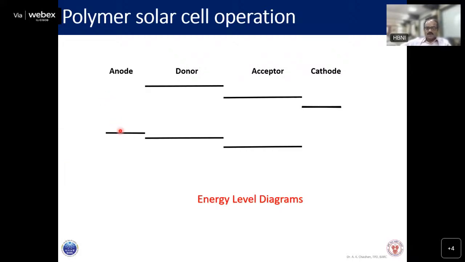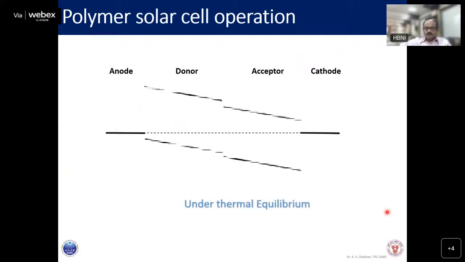You can say ITO is most common from this side, so light also passes under thermal equilibrium, the Fermi level has to align. So the bands bend like this. Actually, it is not exactly in the same way, but in order to have a better understanding, we have symmetrically bent all the bands for the donor and acceptor, and this is the thickness of donor, this is the thickness of acceptor, and this is the connection.